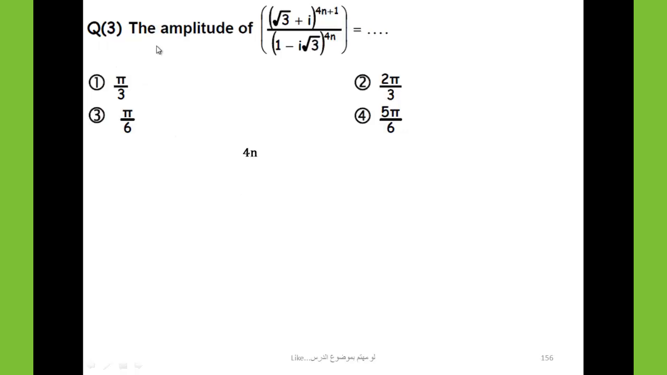Question 3. The amplitude of this complex number. We have here a complex number, and the question is about the amplitude of this. Amplitude, it is theta. So first we have to simplify it. Solution.